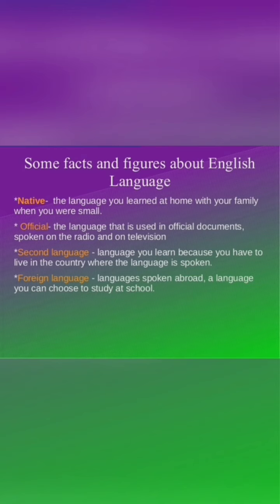We use the English language as a native language, official language, second language, foreign language, and important language. So what are these terms? I will tell you. First one is native, the language you learned at home with your family when you were small. Official language, the language that is used in official documents, spoken on the radio and on the television. Second language, the language you learn because you have to live in the country where the language is spoken. Foreign language, a language spoken abroad, a language you can choose to study at school.